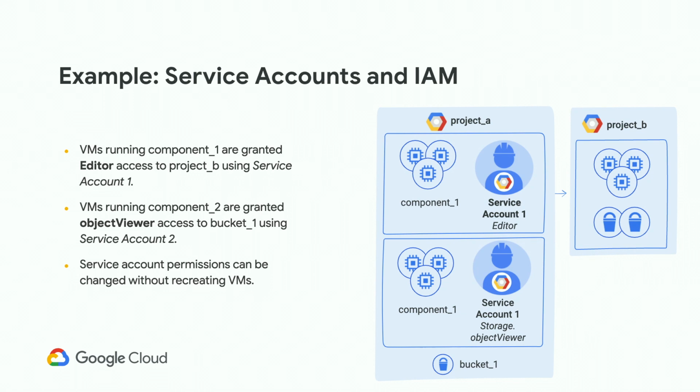For example, here's an example of a service account in IAM. In project A, we have service account one, and you can apply that service account to a group of VMs. Then those VMs will have the identification, service account one, to do something. But at this moment, you haven't assigned any roles to it.